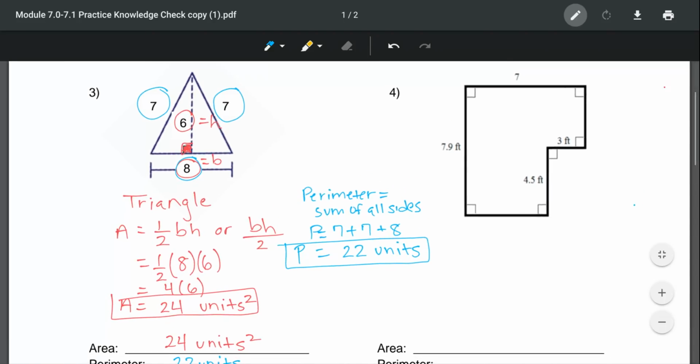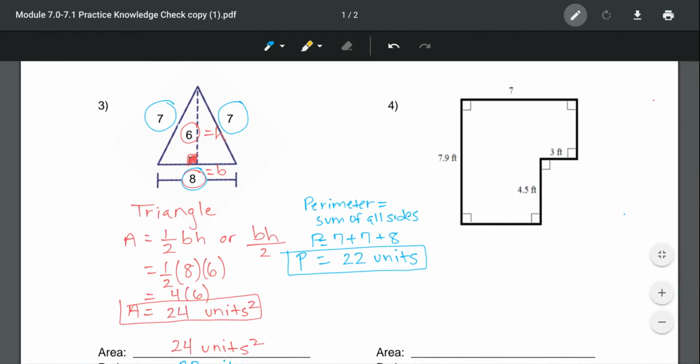For number 4, we have a complex figure here. So to find the area, you would have to look at what shapes you have. So what I would do is notice how you have this shape and it looks like the corner has been cut out. So what I would do is I would sketch in that corner. And so what it looks like is you have a rectangle that is 7 by 7.9 feet. And then you have another rectangle that's been cut out.